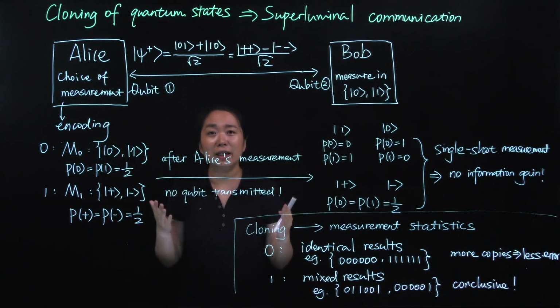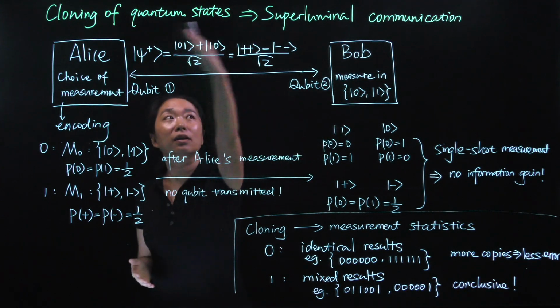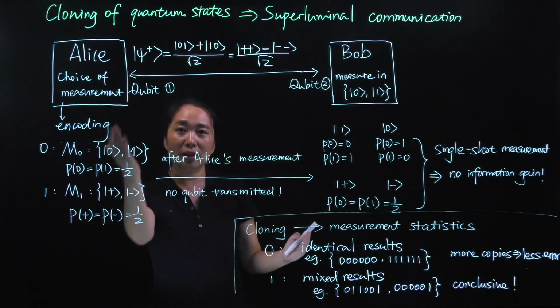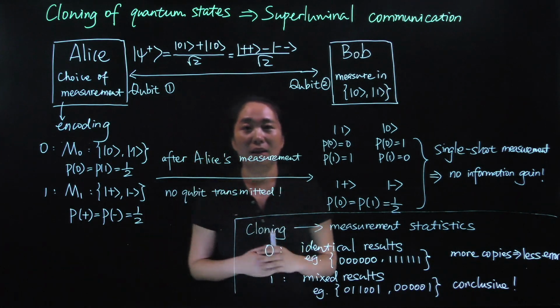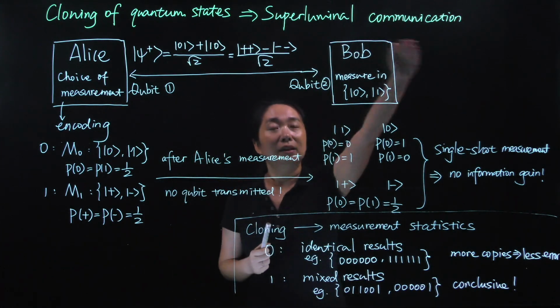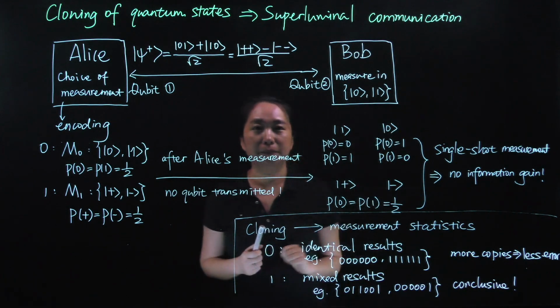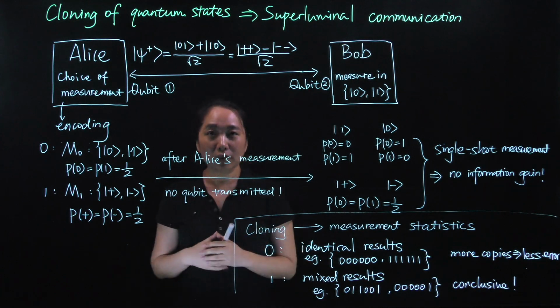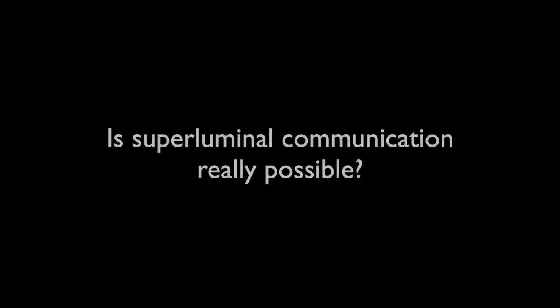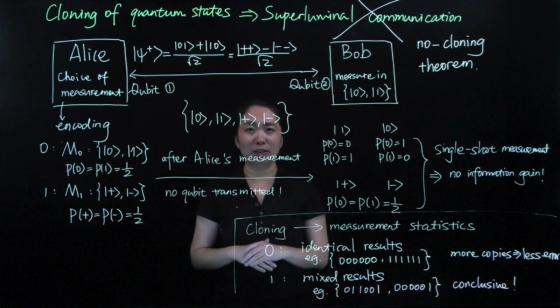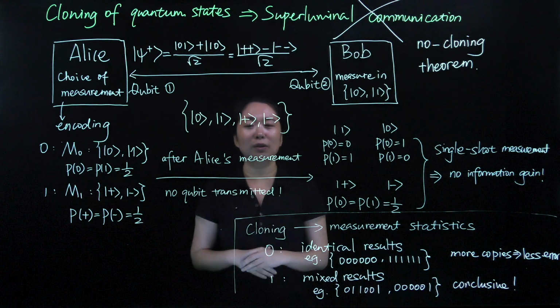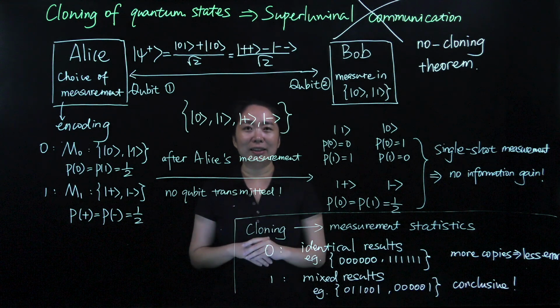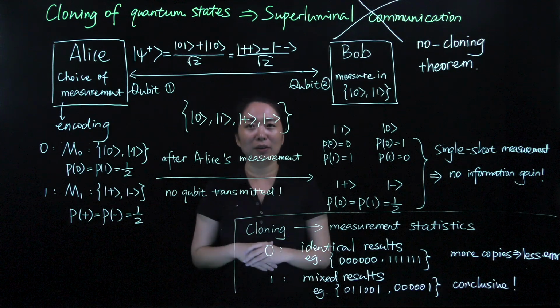So we can safely claim that if Bob has the cloning machine, Alice can indeed communicate information faster than light to Bob. And that is superluminal communication. This would certainly violate Einstein's theory of relativity. Fortunately or unfortunately, this protocol does not work. Information cannot travel faster than light. This is all due to the no-cloning theorem. Next, let's see a simple proof of the no-cloning theorem.